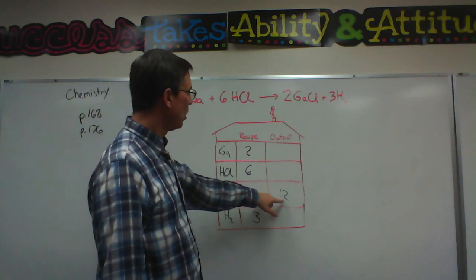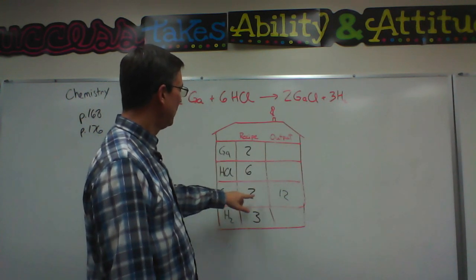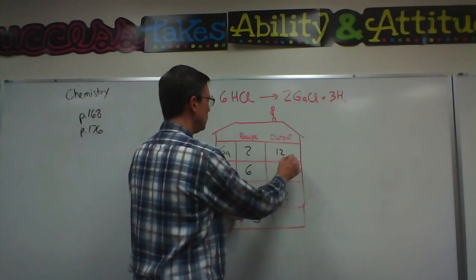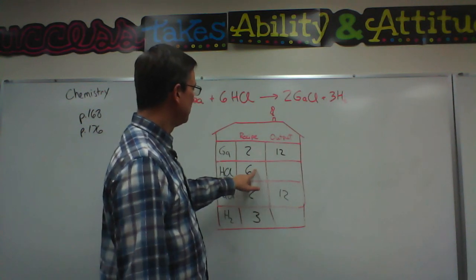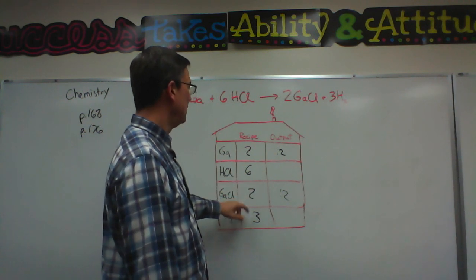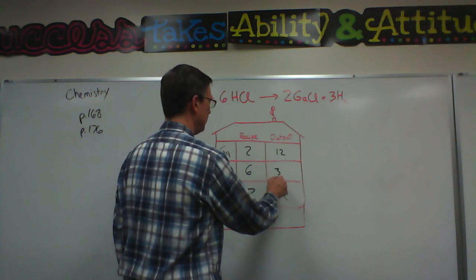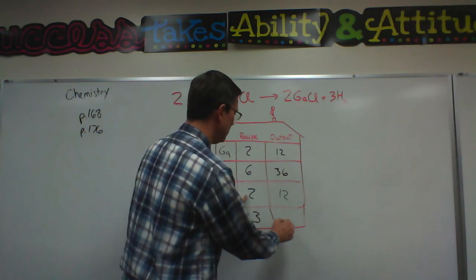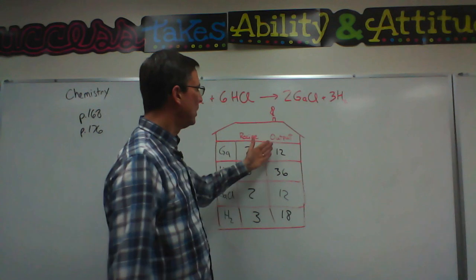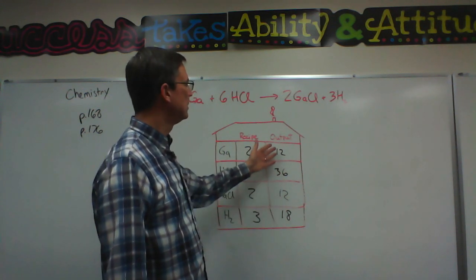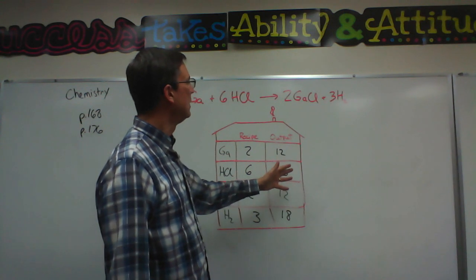So remember, we cross multiply and then divide. So 12 times 2 is 24, divided by 2 is 12. 12 times 6, 72, divided by 2 is 36. Okay? 12 times 3 is 36, divided by 2 is 18. So now I have the numbers, and again, this is in moles, all right? So now I know the exact amount of moles given off.